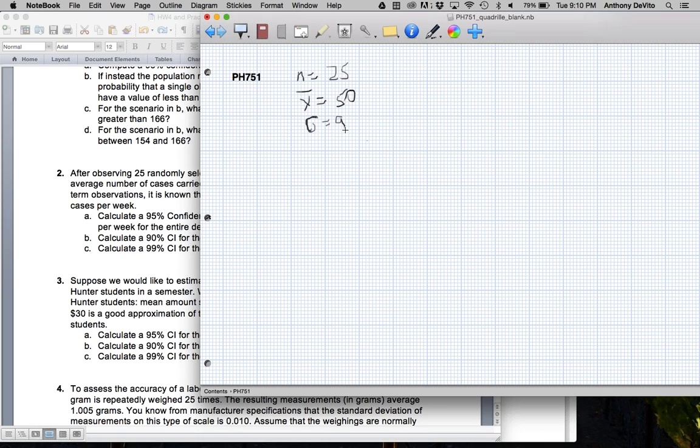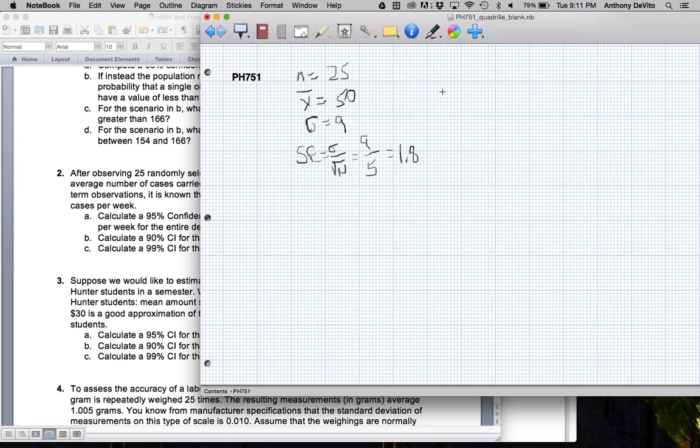We already have the sample size. I have x bar, and I have sigma equal to 9. Since we have sigma equal to 9, we know that when we calculate our confidence interval, we're going to be using a z-score of 1.96. Let's first calculate our standard error. Our standard error is going to be equal to sigma over the square root of the sample size, which is 9 over 5, since the square root of 25 is 5. That's equal to 1.8.